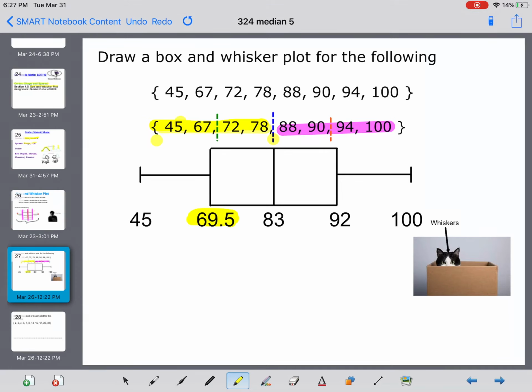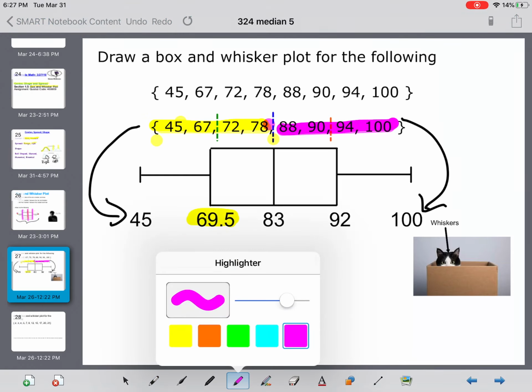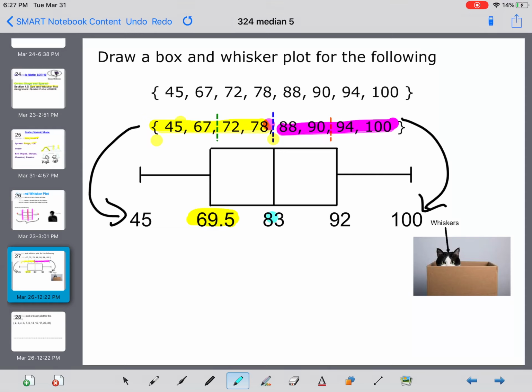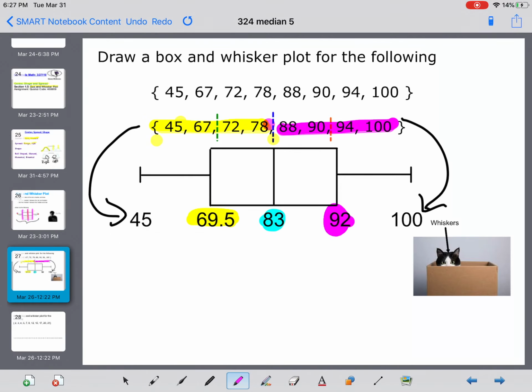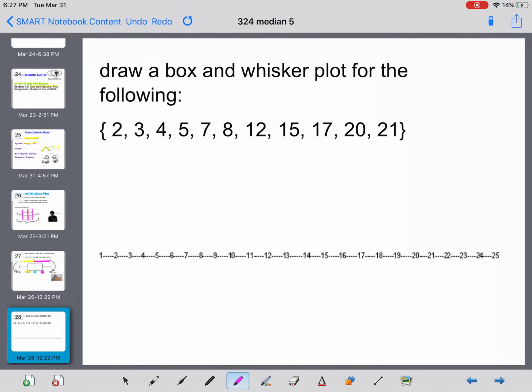Well, then we're going to find the median in the pink right here. And once we do that, we'll get 93. And then again, our minimum is 45, and our max is 100. And again, we had the median right here. Let me color coordinate them for you. Okay. So now let's do this example.